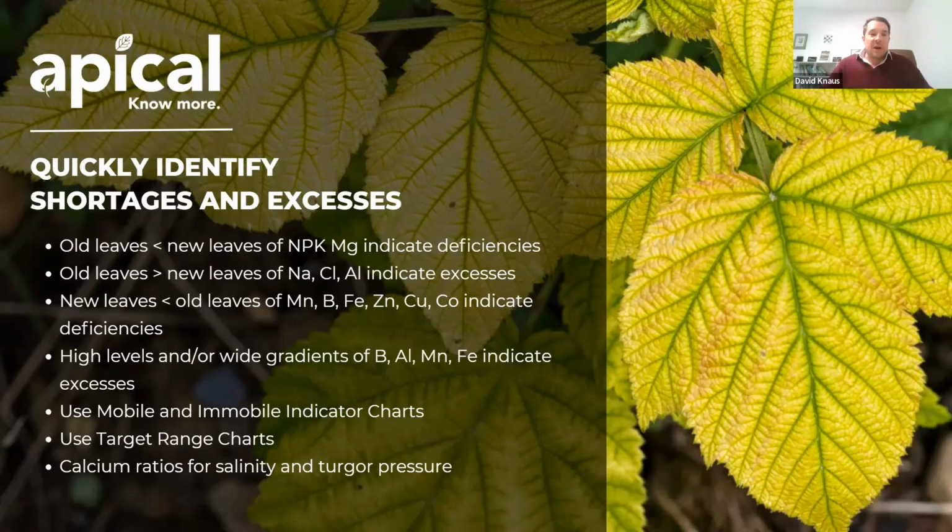So if you get into the micronutrients, a lot of studies and infographics out there talk about this: when the new leaf parts per million value of manganese, boron, iron, zinc, cobalt, or copper is higher than the old leaf, you've got an excess of those micronutrients.